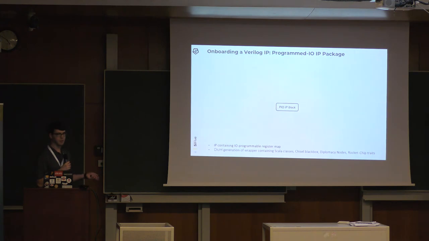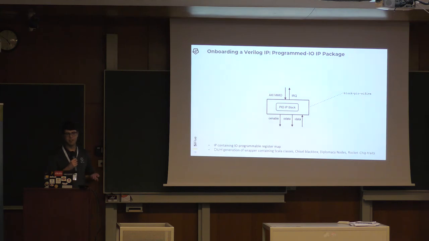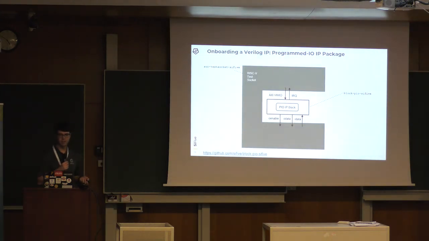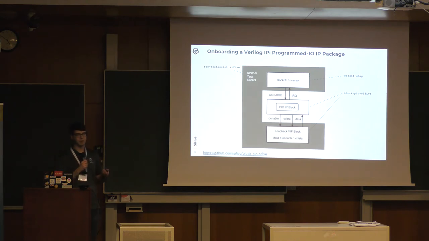The idea here is that we can onboard IPs easily, so you have some IP block, you know, a parallel IO simple block. We can plug it into a test socket, which will pull in a Rocket processor. We can write code and run on it.